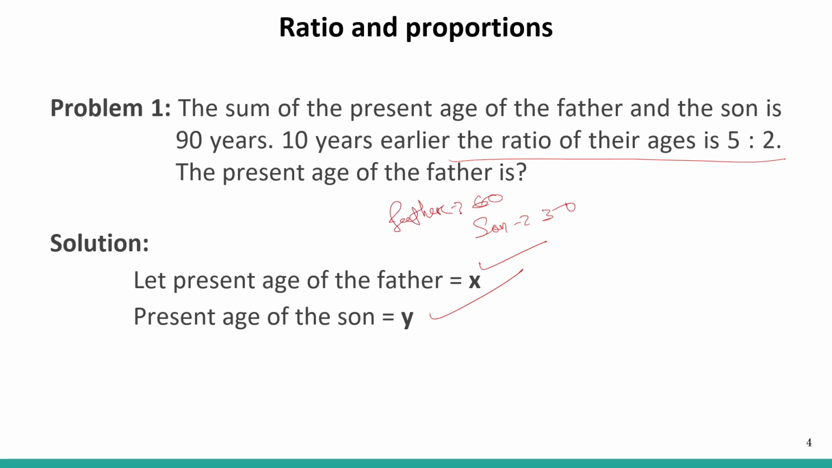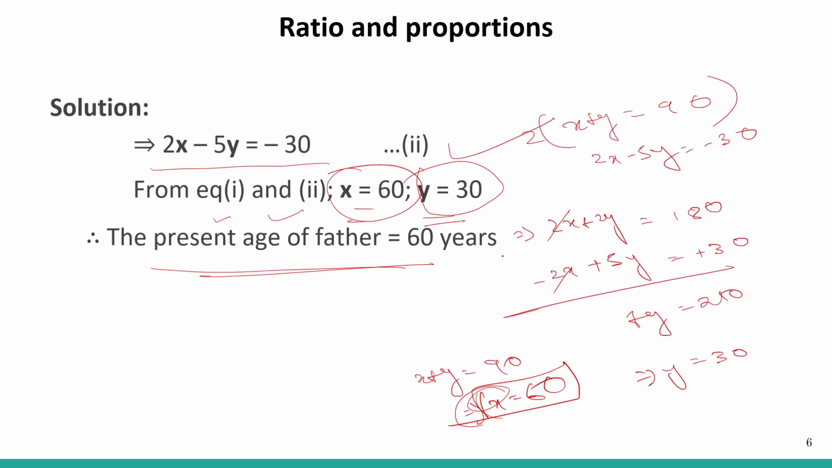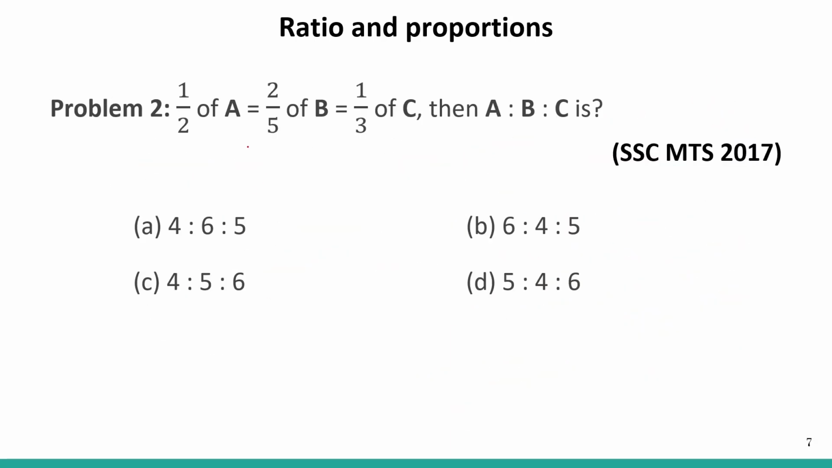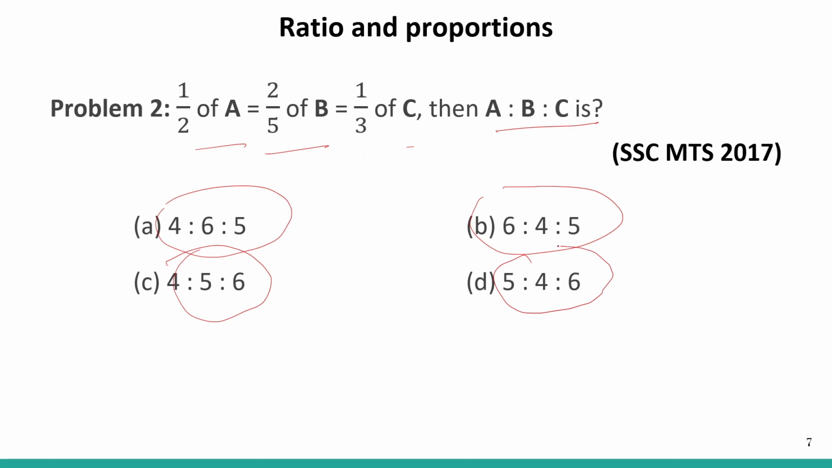Father. Okay. So let's proceed with problem number 2. One-half of A is equal to 2/5 of B is equal to 1/3 of C. Then what is the ratio A to B to C? Is it 4:6:5, or 4:5:6, or 6:4:5, or 5:4:6? This question was also asked in the SSC MTS 2017 exam.